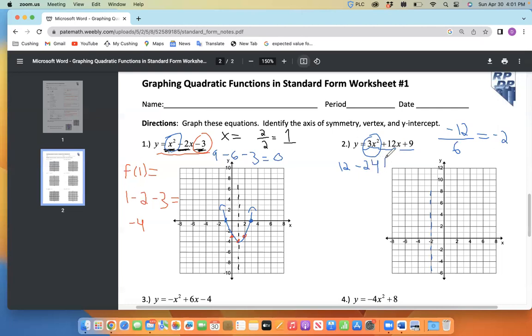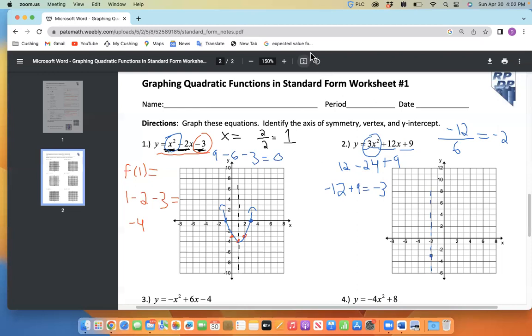And then plus 9 at the end. This is going to give me 12 minus 24, which is negative 12. So I have negative 12 plus 9, which is negative 3. Is that right? Looks right. All right, so we have a vertex of negative 2, negative 3. So there goes my vertex.